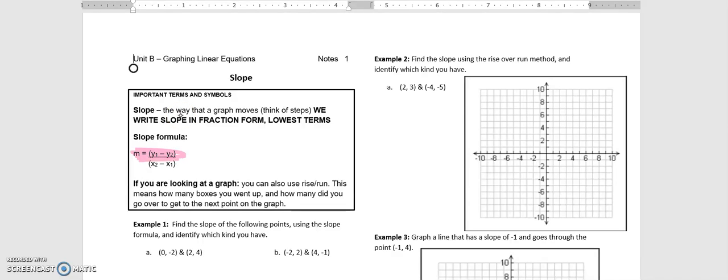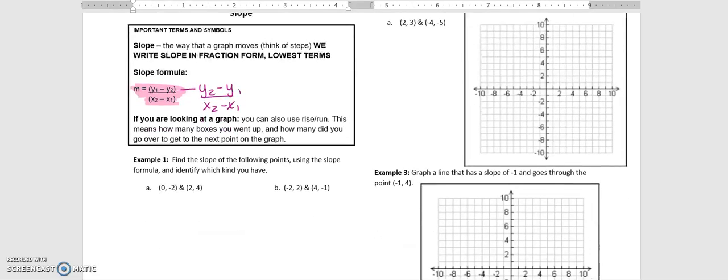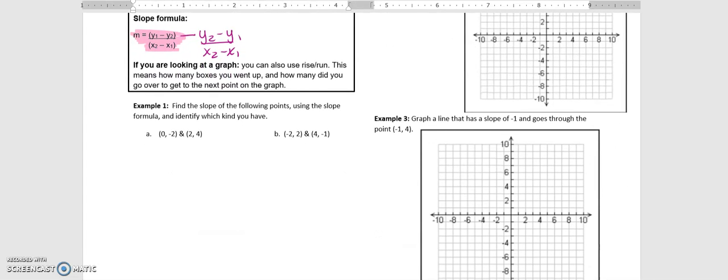The formula for slope is found right inside that bolded box up at the top here. It says that m, our slope, is equal to y2 minus y1 over x2 minus x1. Now, on your notes, I need you to flip that around for me. y2 should be first. That was just a typo on my end, not yours. Okay, so we're going to use that in example number 1 to find the slope of both of these points.